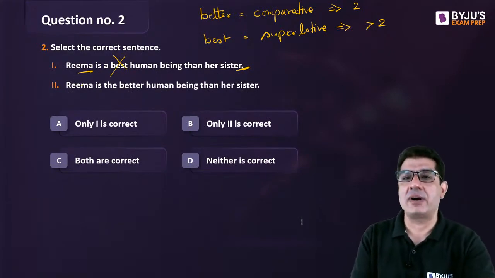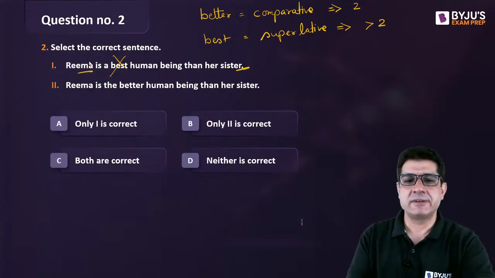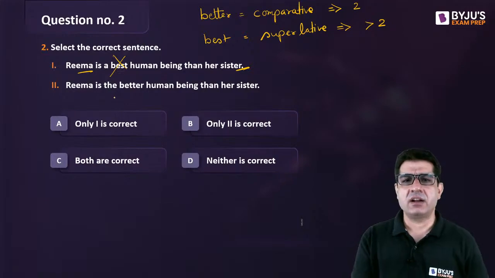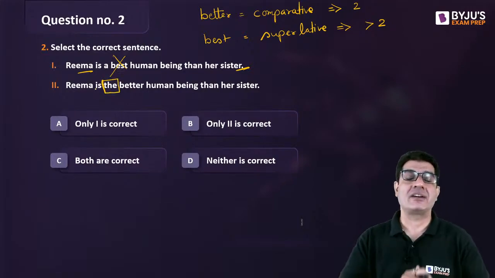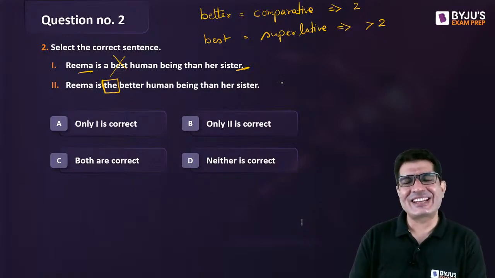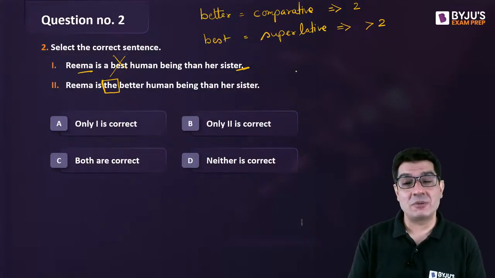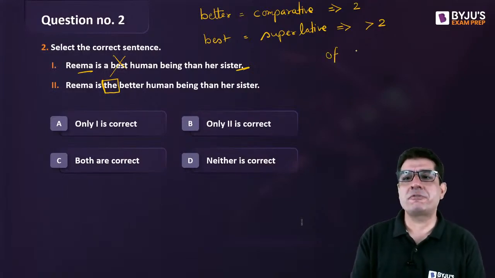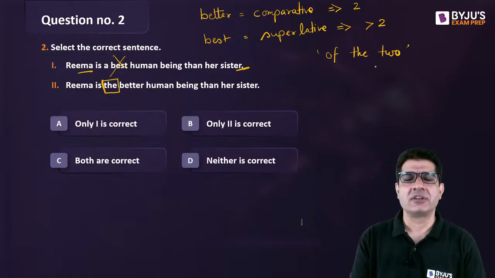But there is a problem here, and the problem is, do we use the before better? Yes, there is a particular structure where we do use the before better, but then the structure is supposed to have of the two after the adjective.